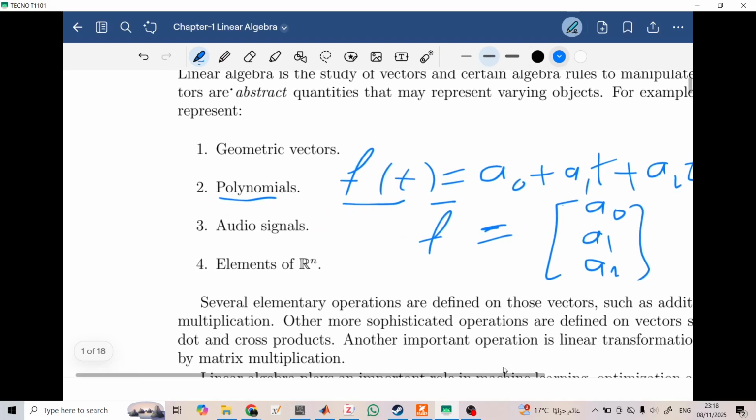Another example of abstract vectors is that a vector can represent an audio signal. You can stack up the audio samples in a single vector. The general form of a vector is an element of R^n, R to the power n. So it can be R to the power 10, 20, 100, 1000, whatever you want.